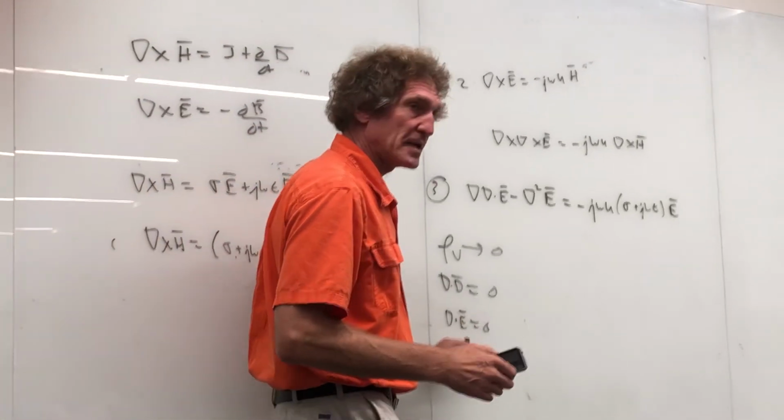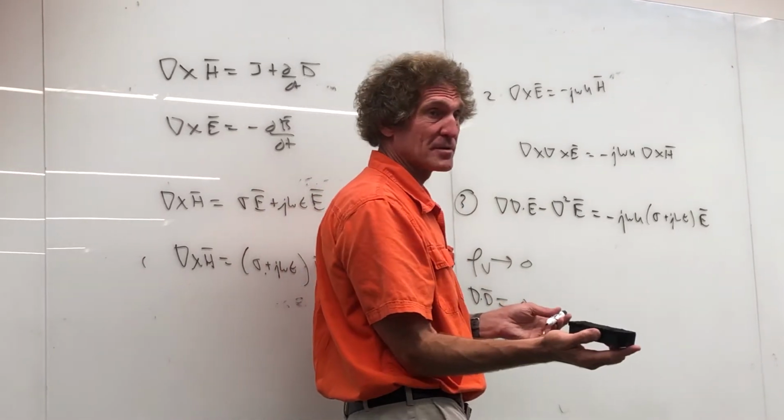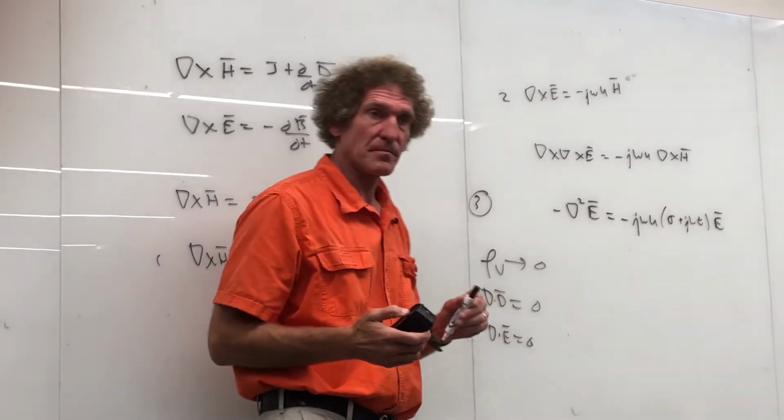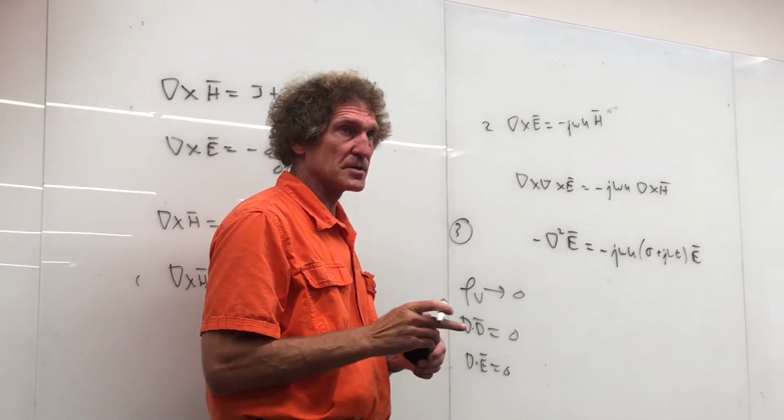Since that's the case here, I can get rid of this, because if that's 0, the gradient of 0 is 0. Take a derivative of 0 is 0. So now I have this, right? And now here's where we do some things to make life easy for ourselves.